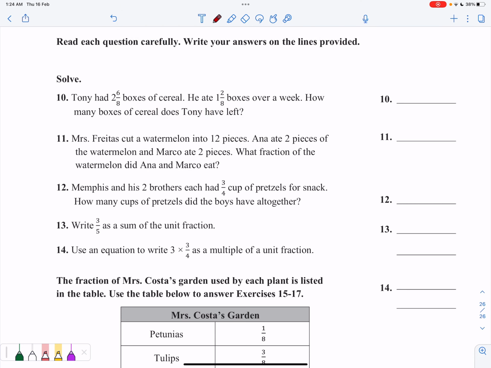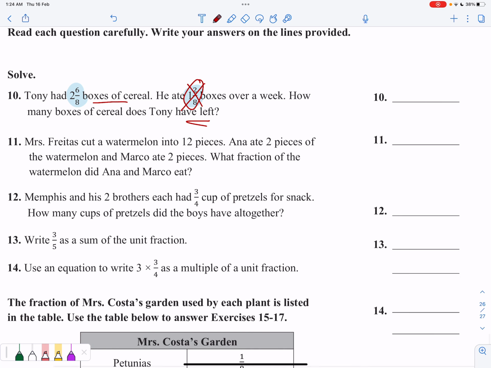So, Tony had 2 and 6 over 8 boxes of cereal. He ate 1 and 2 over 8 boxes over a week. Okay, so he had this amount and he ate this amount. So this amount is finished, it's gone. He ate all of them. Not all of them, I mean this part. How many boxes of cereal does Tony have left? So we want to see how much he has left.